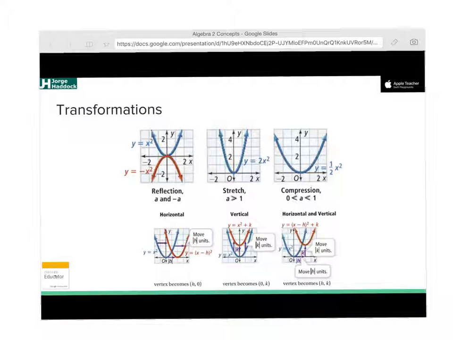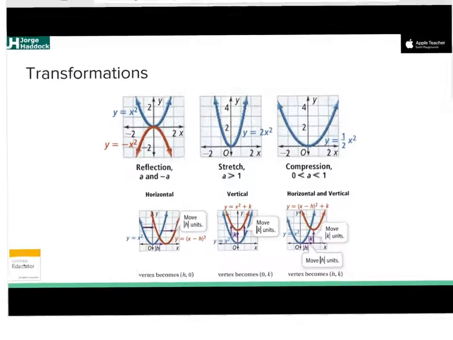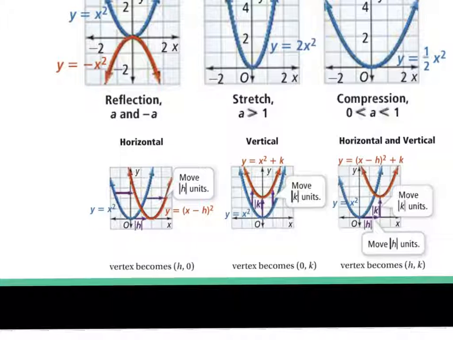Now, if I'm subtracting from the variable, in this case from x, that graph is going to move the absolute value of h units to the right. So the graph is moving to the right. Think about it: this point right here is (0, 0). For it to be 0, if I'm subtracting, I have to subtract that same value. We're going to see it later, so you can see it.